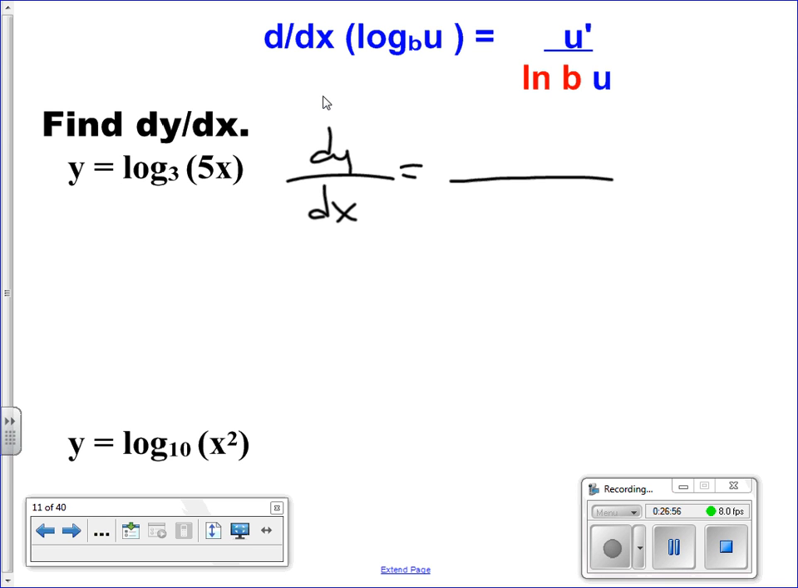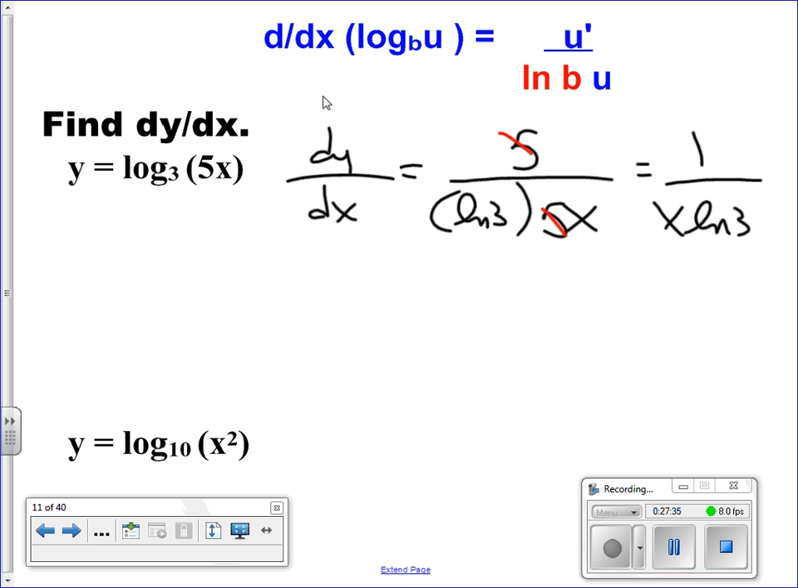So it's do your u prime over u, but just put the ln of the old base down in the denominator. All right, so what's my u prime? What goes up here? 5. What's the ln of b? What's the ln of 3? And then my u? 5x. We could cancel the 5s. So we'd have 1 over, I'm going to write it as x ln of 3 instead of ln of 3 times x. It looks nice.